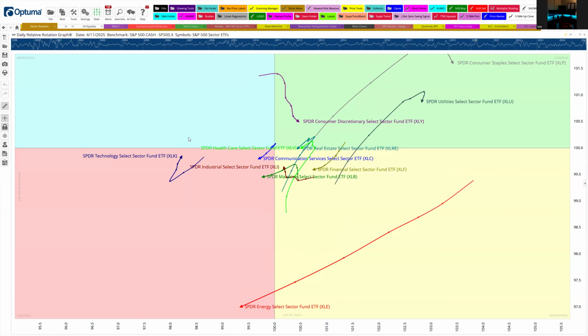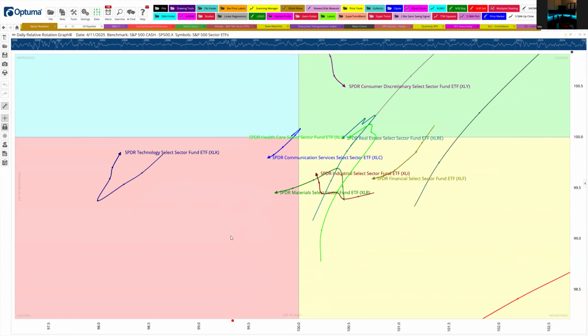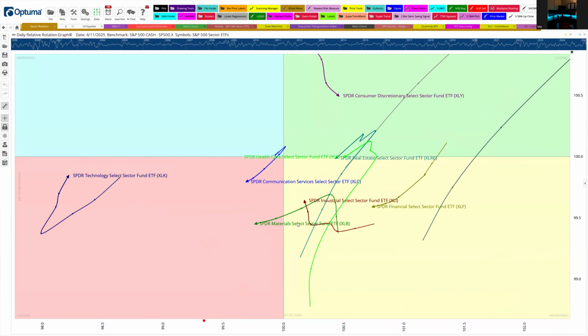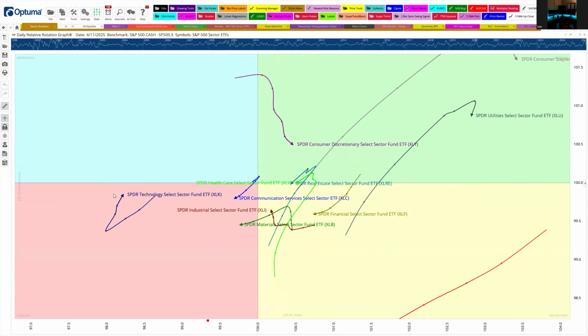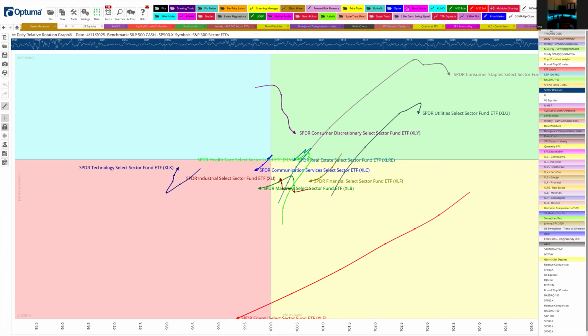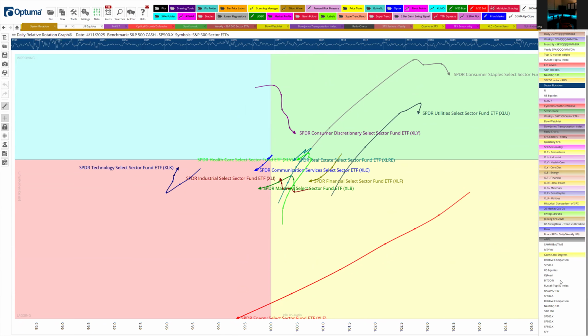XLK looks good. This is the one I would consider for now. Just focus on this. I don't see anything else. Industrial is trying to poke at materials, and communication is down here. XLK is the only one I'm seeing right now at the moment. It's starting to look good, it just started to move yesterday as well. So we'll see Monday and Tuesday how everything goes.